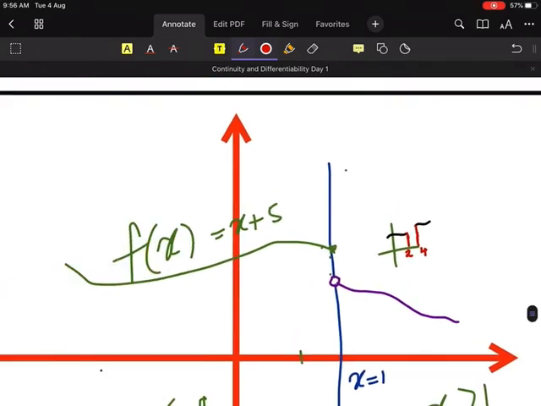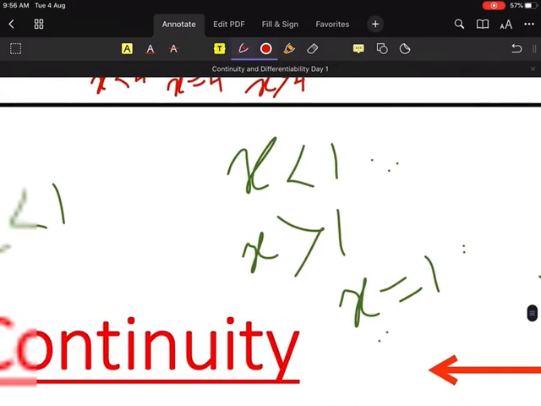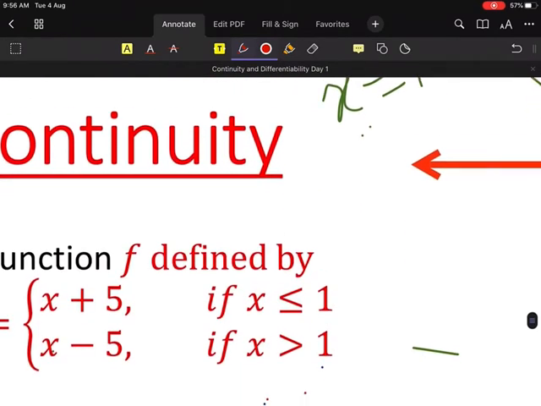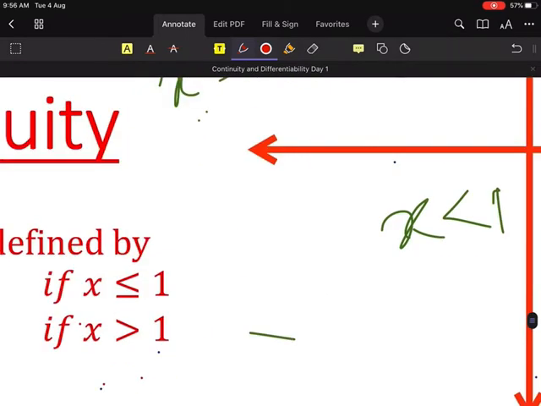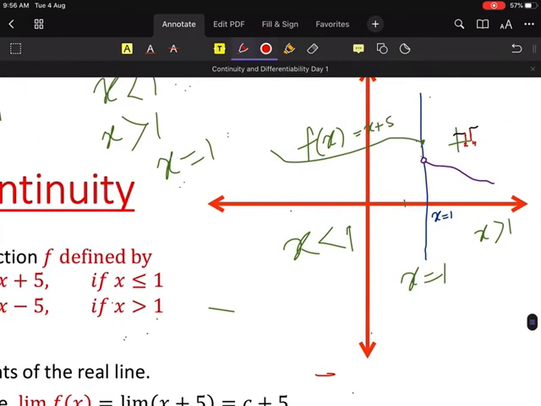Yes or no? Yes, sir. Yes. So now tell me one by one, can you think of any value less than 1 for which this will become undefined? It can never be undefined. Why? Because there is no square root and there is no denominator, so it can never be undefined.